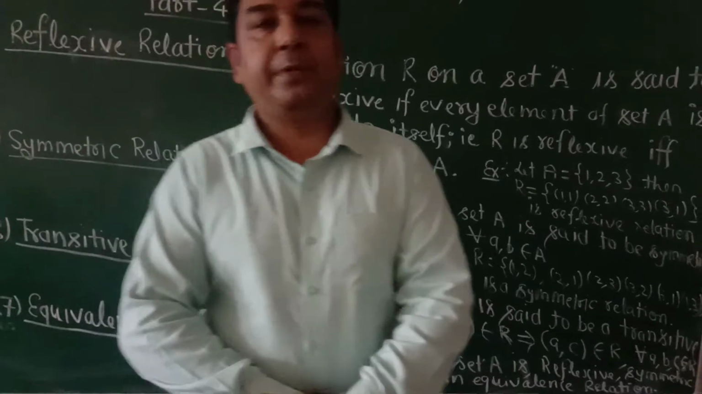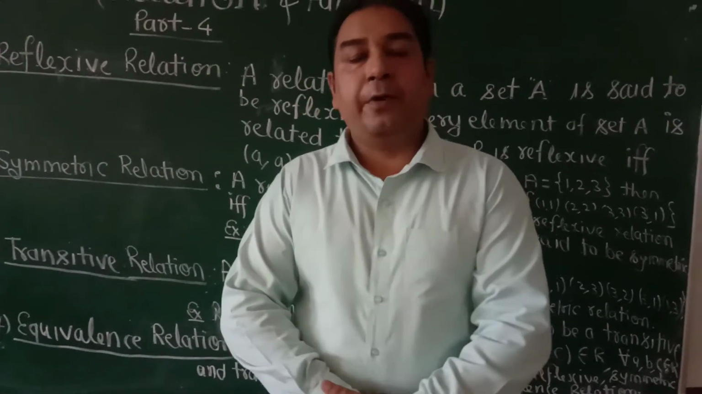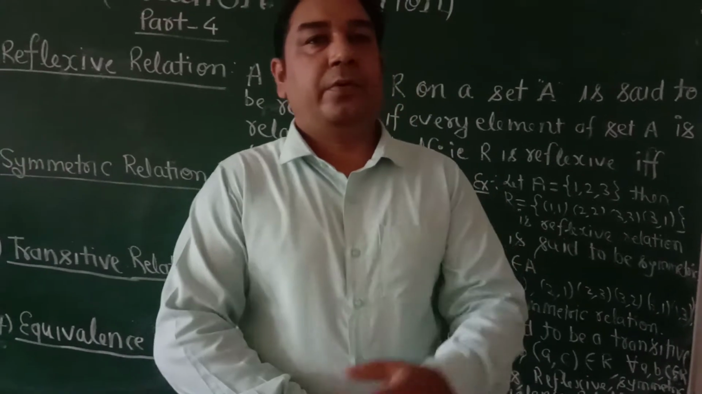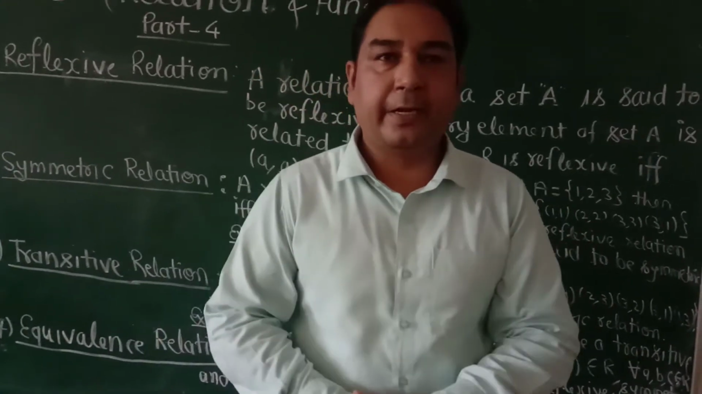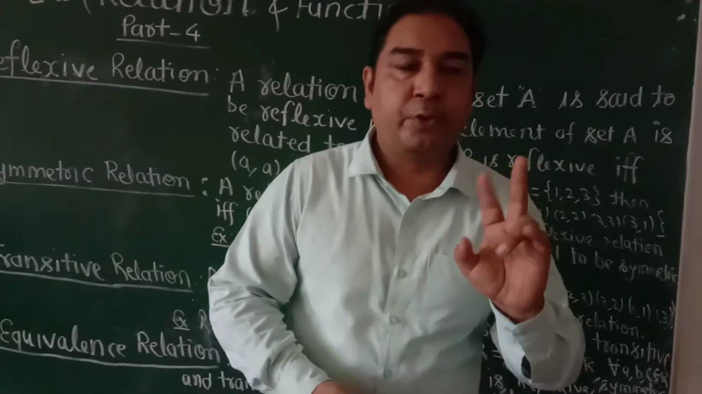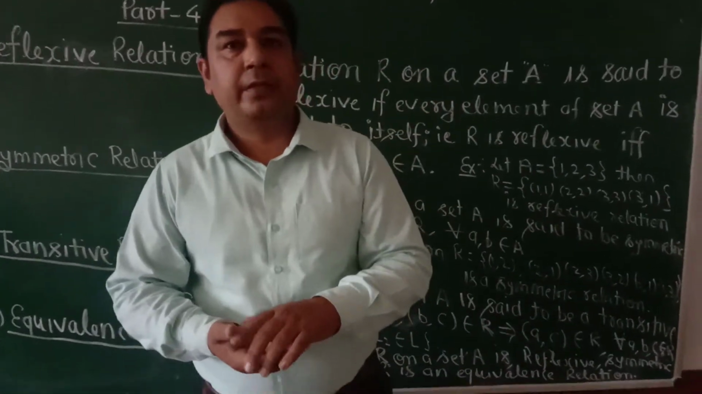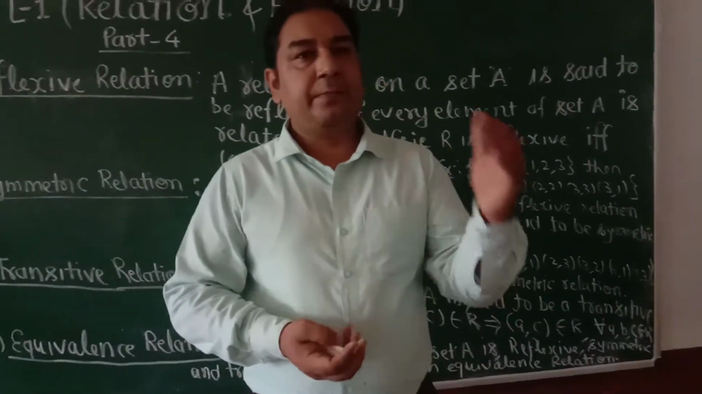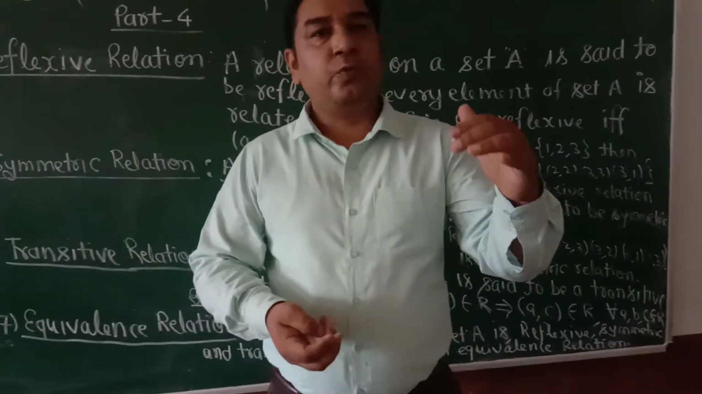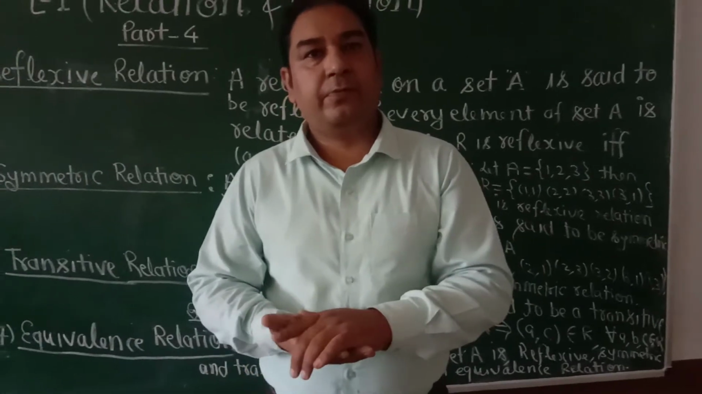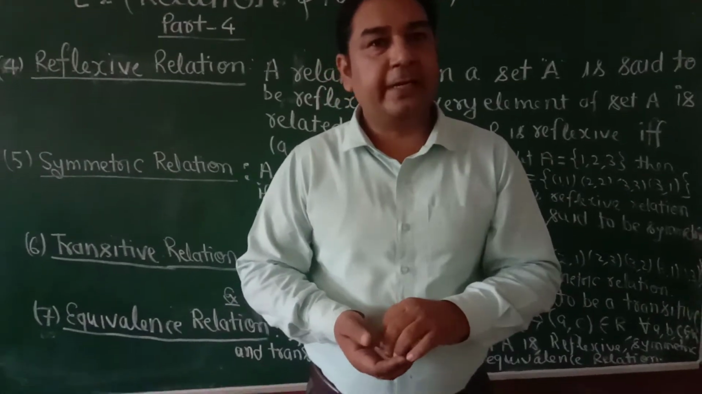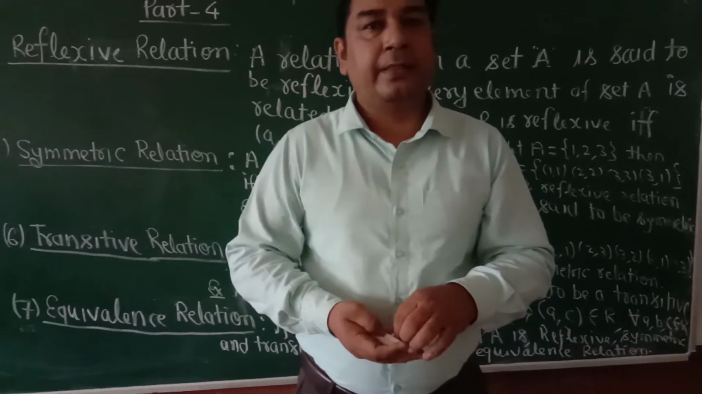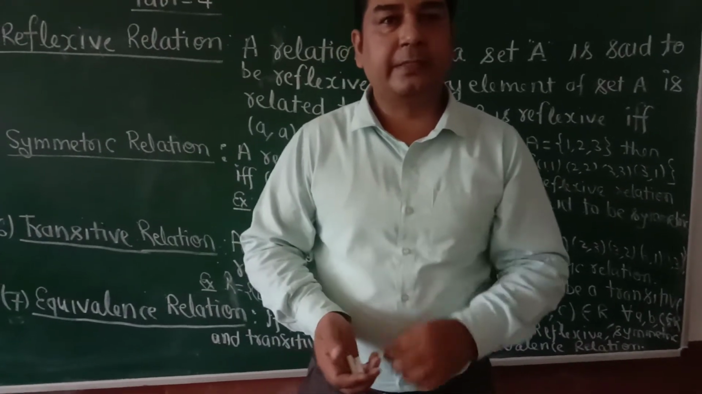Student, in the previous session, I explained the topic of relation. What is a relation? If you have two sets A and B, then a relation is a subset of A cross B. A relation may be on a set to itself. In this condition, you can say that R is a subset of A cross A, and this relation is called a binary relation.